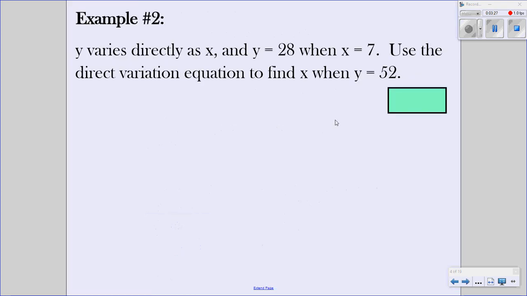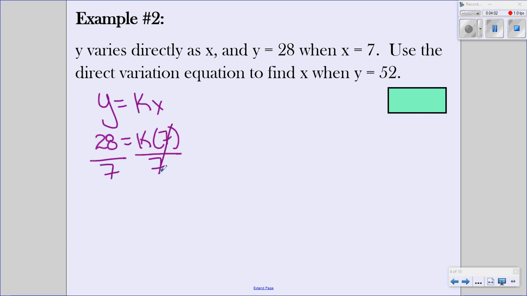Now we're going to use that example, but then we're going to use the first example that we saw, and use that k to find either x or y. In this case, we have to find x. So first, I'm going to write y equals kx. They said that y equals 28, and x equals 7. So that means I need to find k. I'm going to plug in my information. Now I have to solve for k. I'm going to divide by 7 on both sides. And then I got my k as 4. So now that I found my k as 4, I'm going to rewrite the equation.